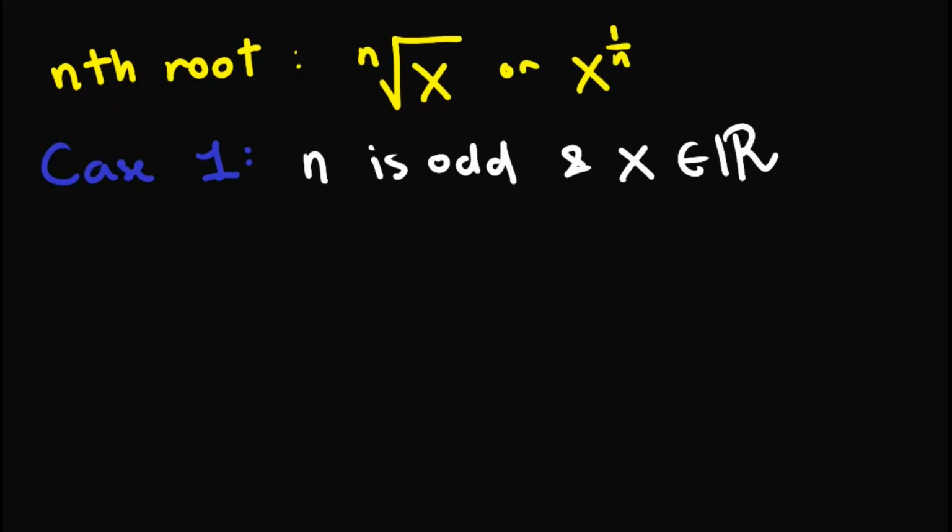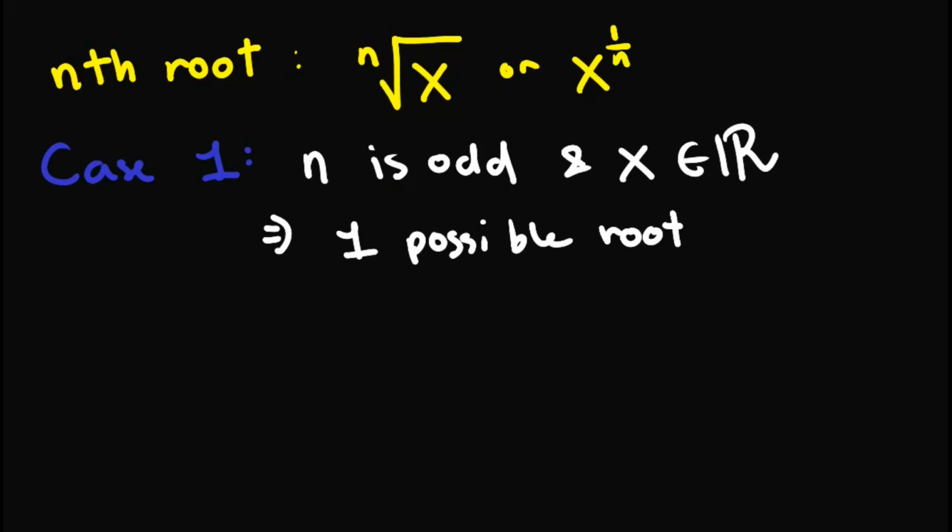So for this case, if n is odd, then our only possible nth root is only 1. So take note of that. There is 1 possible root.